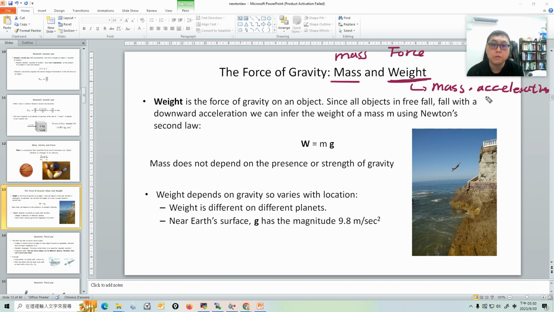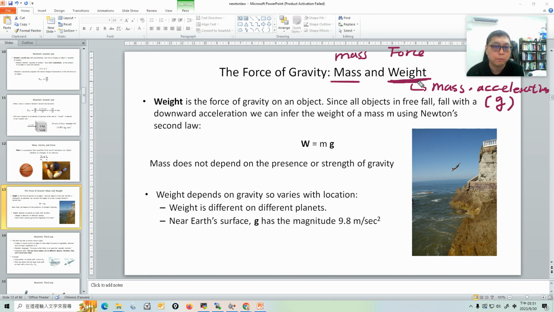On Earth, we have acceleration g. So weight is acceleration dependent. If you're on different planets, different planets have different accelerations of gravity, so on a different planet you have a different weight. But the mass is always the same. Even if you are on Mars or on the Moon, your mass is always the same, but your weight will be different on Mars and the Moon.